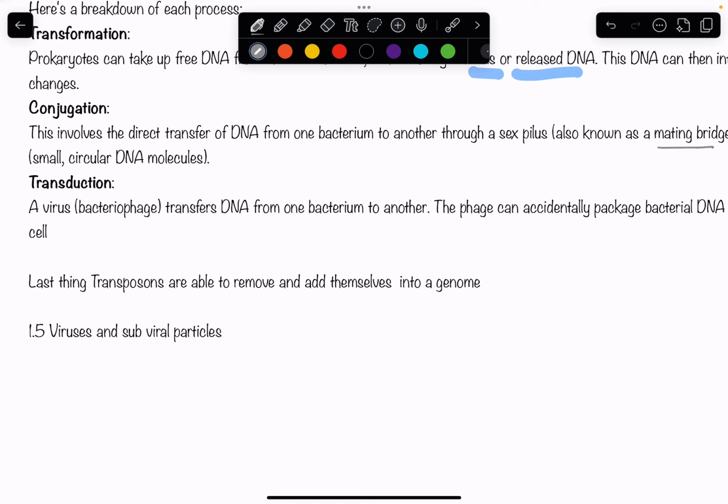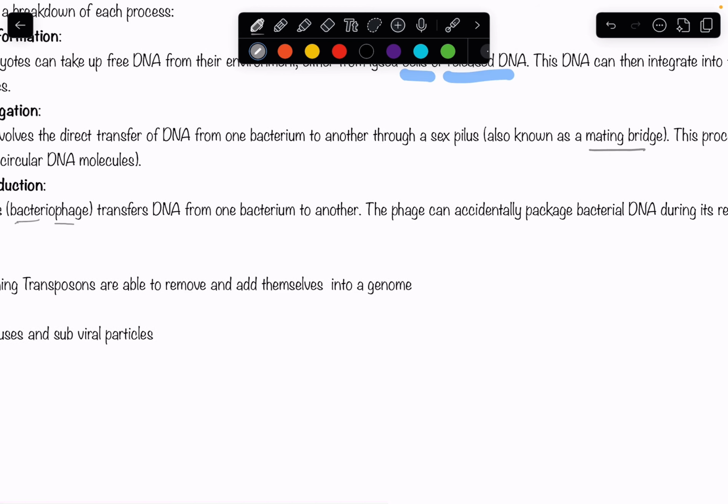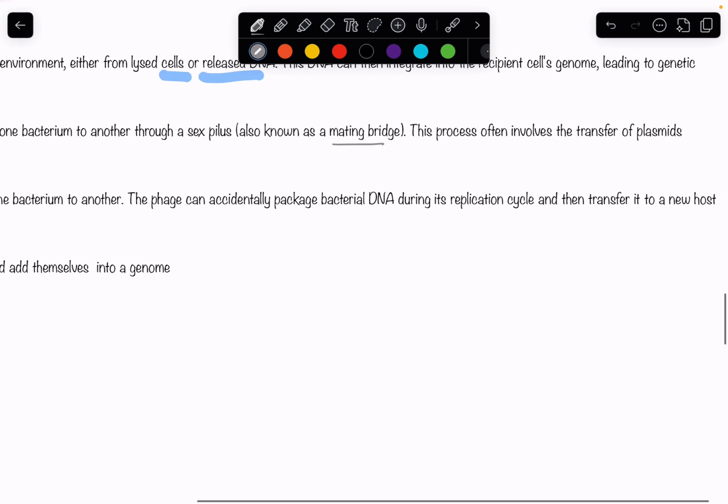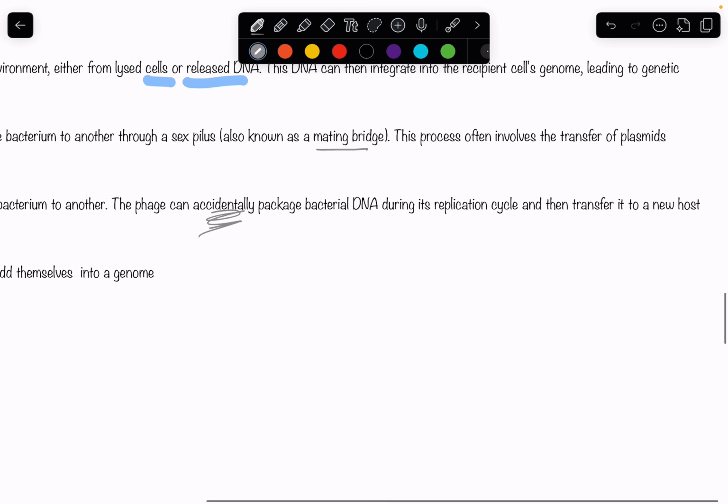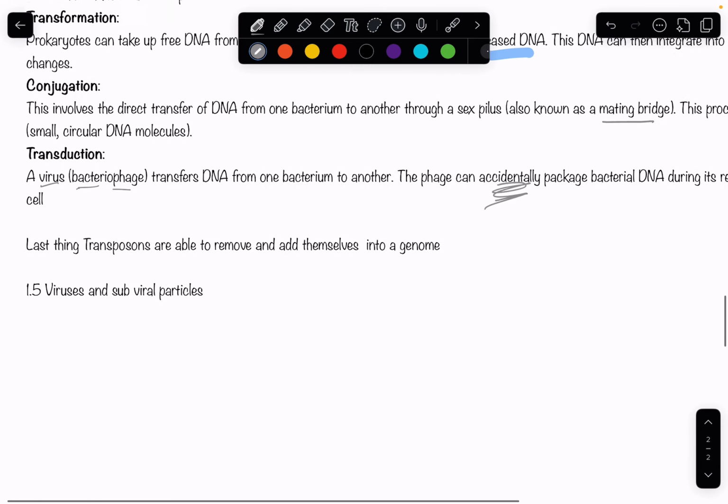The third type of genetic recombination is transduction. Usually a virus, in particular a bacteriophage, transfers bacterial DNA from one bacterium to another. These phages can accidentally, keyword accidentally, package bacterial DNA during their replication cycle and then transfer that DNA to a new host.